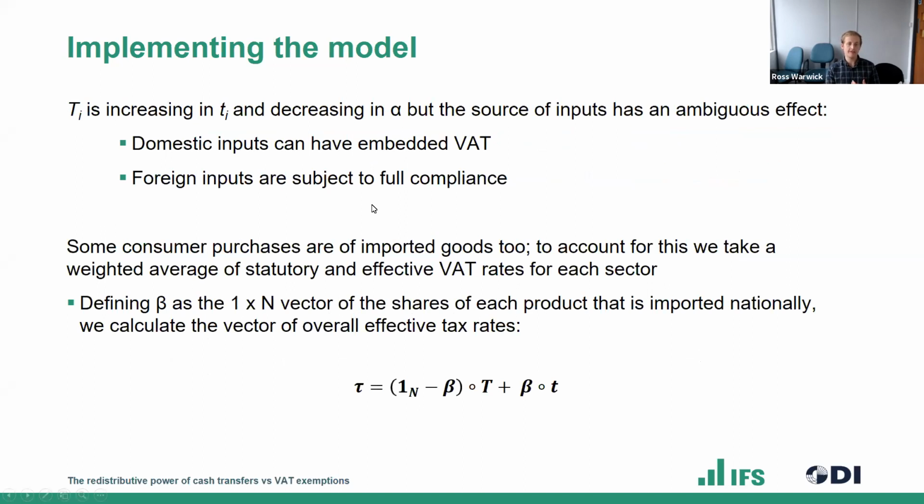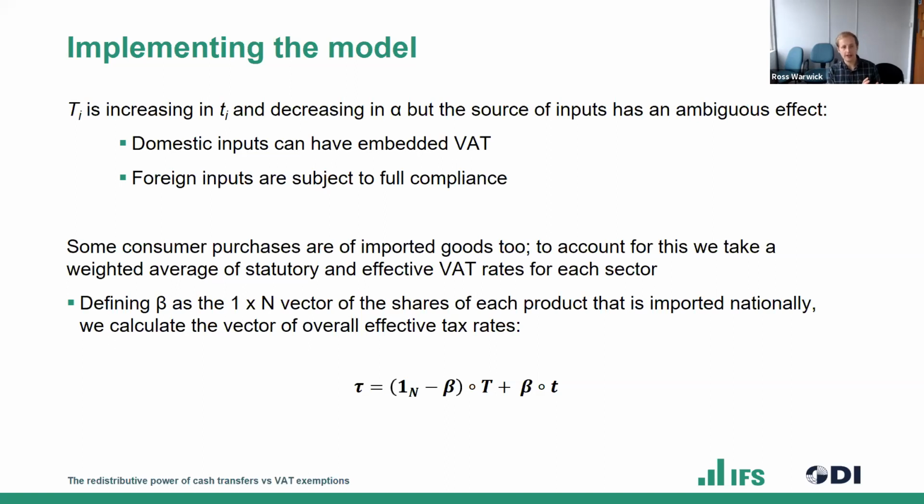As a result, the effective VAT rate on domestically produced products for each sector is going to be increasing in the statutory VAT rate. It's going to be decreasing in this level of informality that we estimate. The source of inputs, whether they're domestic or foreign, has an ambiguous effect because on the one hand, domestic inputs can have embedded VAT from earlier chains of production. Foreign inputs can't have that embedded VAT, but they are subject to full VAT compliance.